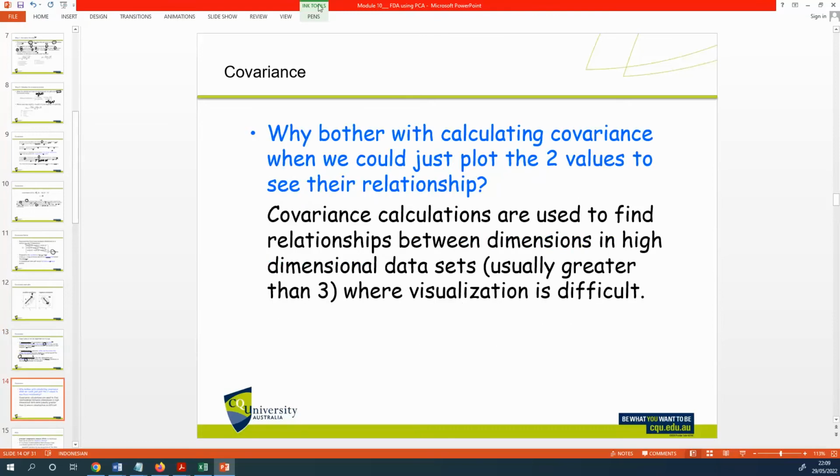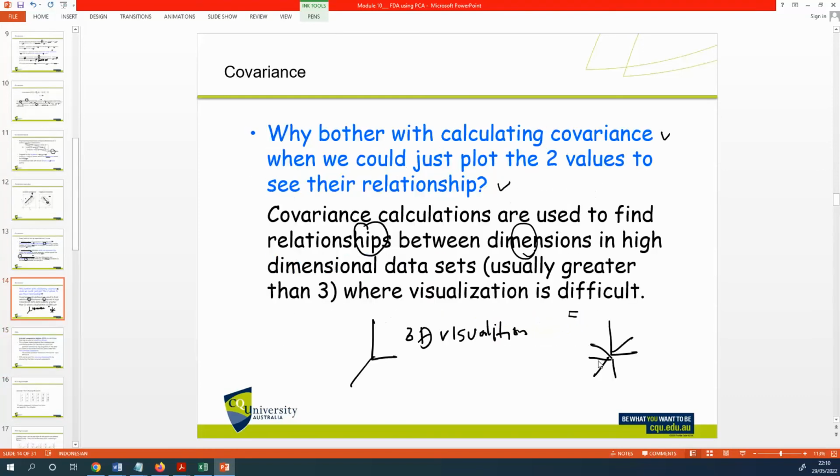So why bother with calculating covariance when we could just plot the two values to see their relationship? Covariance calculations are used to find the relationships between dimensions in high-dimensional datasets, usually greater than 3, where visualization is difficult. If we have 3 dimensions, 3D visualization is still okay to analyze. But if it is 6 or 7 dimensions, it will be highly difficult. That's why.